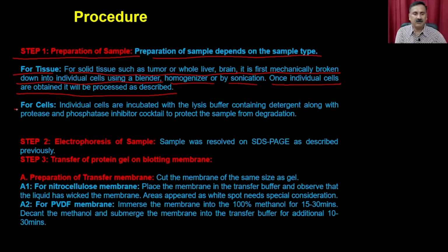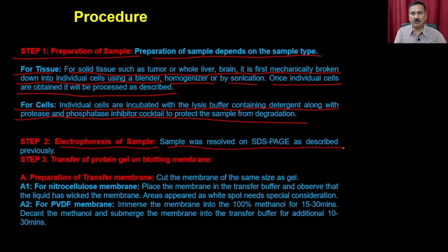And then, once the individual cells are incubated with the lysis buffer containing the detergent along with the protease and phosphatase inhibitor cocktail. Then step two, you're going to do the electrophoresis of the sample, which we have already discussed. Samples are resolved on the SDS-PAGE as we discussed previously. Then step three, you're going to do the transfer of the gel onto the blotting membrane.